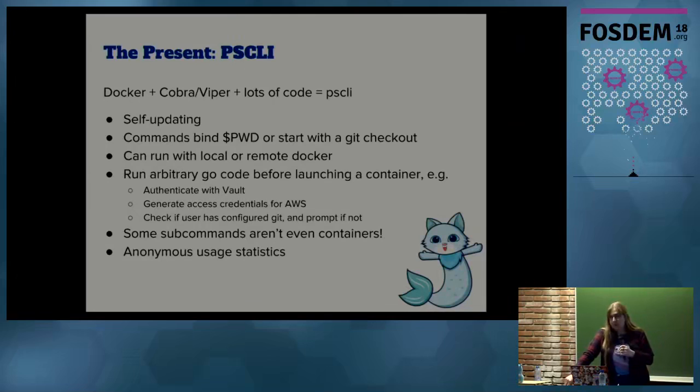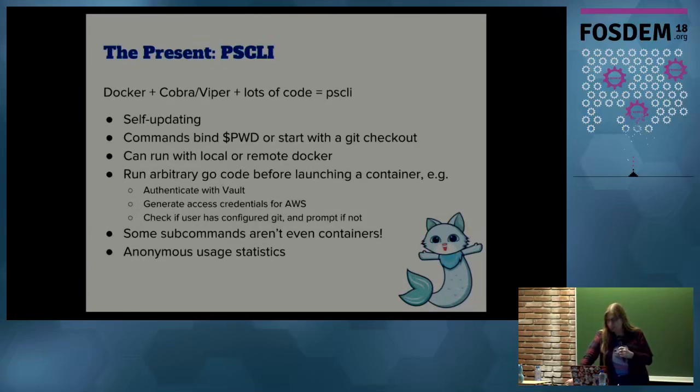Some of the things that we do fairly frequently in this tool include authenticating a user with Vault, which lets us get access to secrets that the container might need. An example of that is anything that needs access to AWS. We use Vault to generate short-lived credentials, which our security team loves us for, because now there's no excuse, for the most part, for long-lived IAM users.